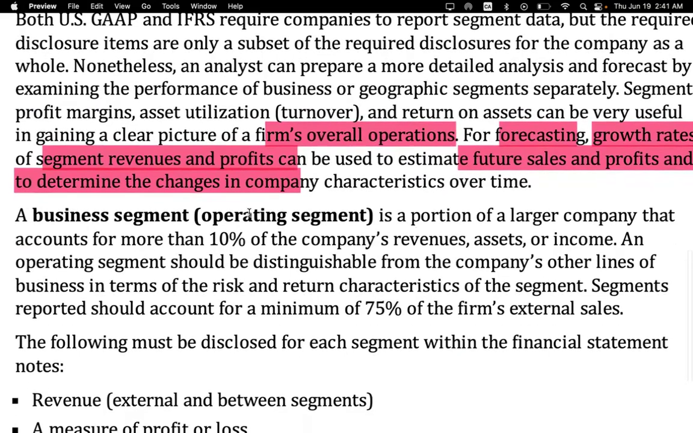Okay, now it says here that a business segment is a portion of a larger company that accounts for more than 10% of the company's revenues. So for instance, if I have a textile segment, but it only accounts for 9% of my revenue, I cannot call that a segment. That's too small to be a segment, right? So if it's more than 10%, then only it can be called a segment. If textiles or let's say shirt manufacturing make up 20% of my revenue, then that is a segment.